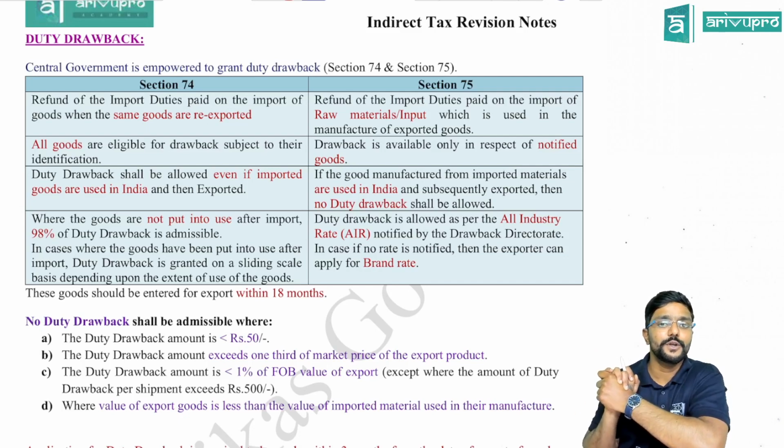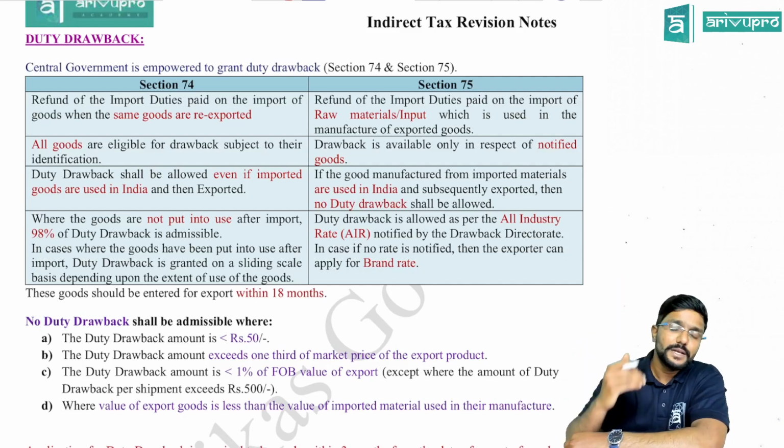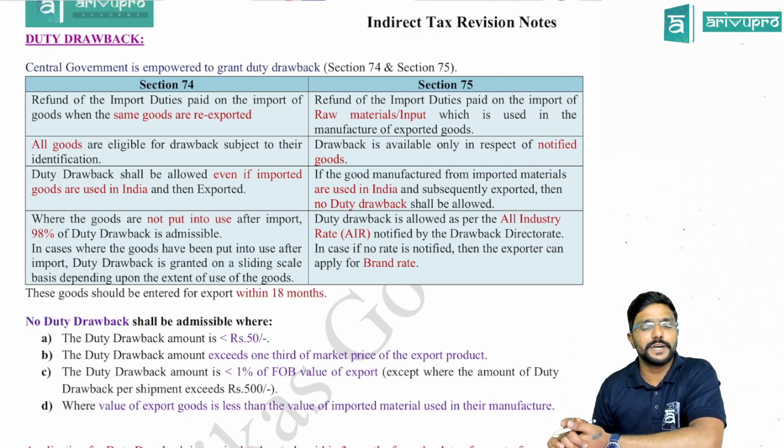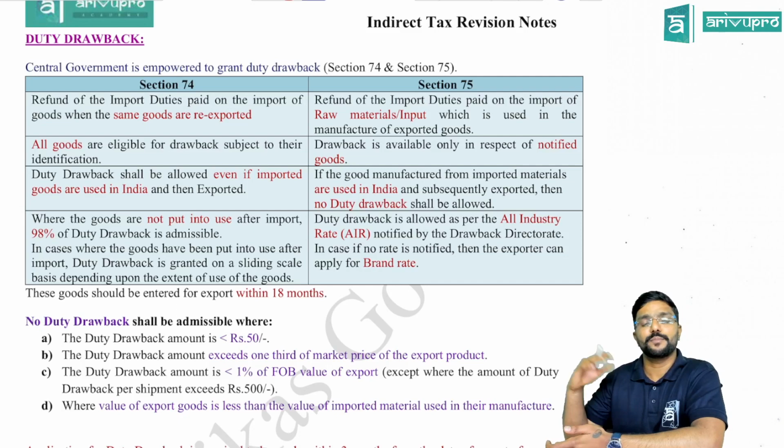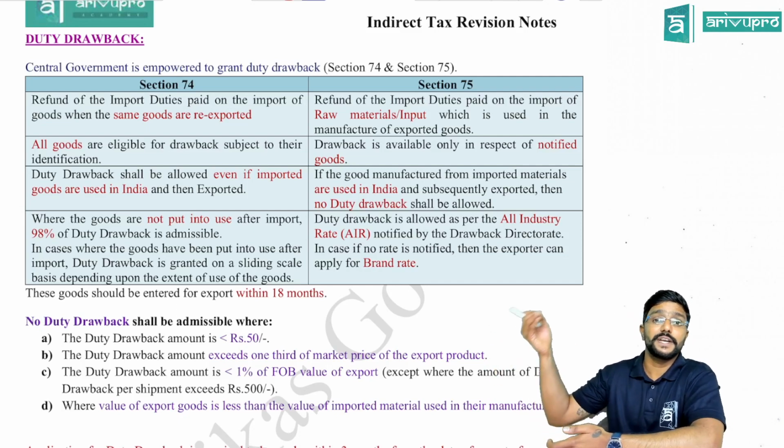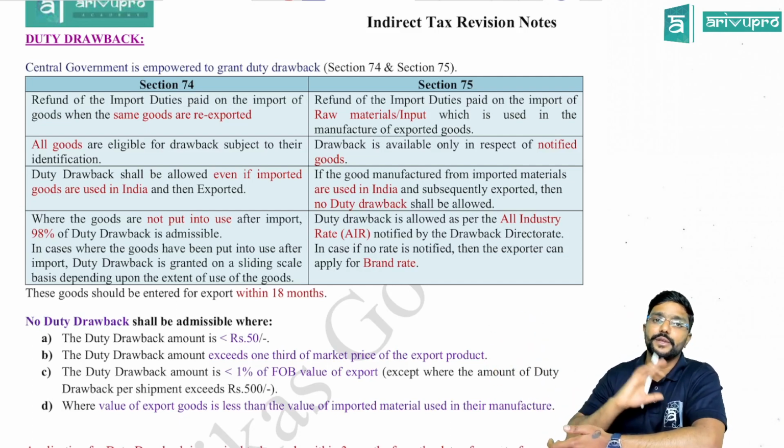Coming to Section 74, duty drawback shall be allowed even if imported goods are used in India, but the duty drawback will be reduced to a certain extent based on how long I have used it in India. But in case of raw material, if I have imported it, produced the output, and the output is used in India even for a single day, then you cannot claim duty drawback with respect to those goods.